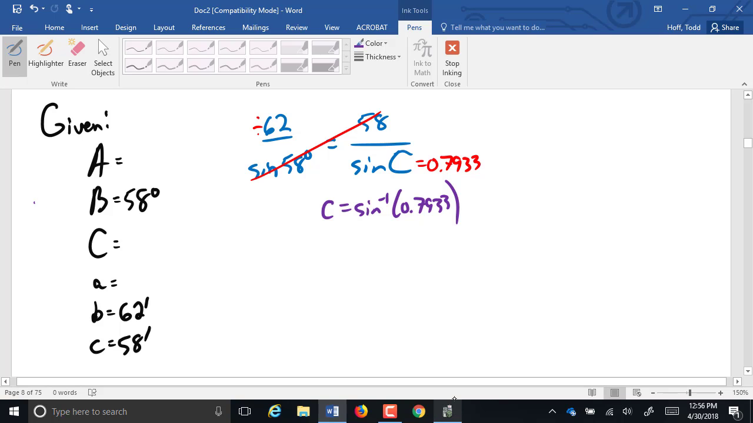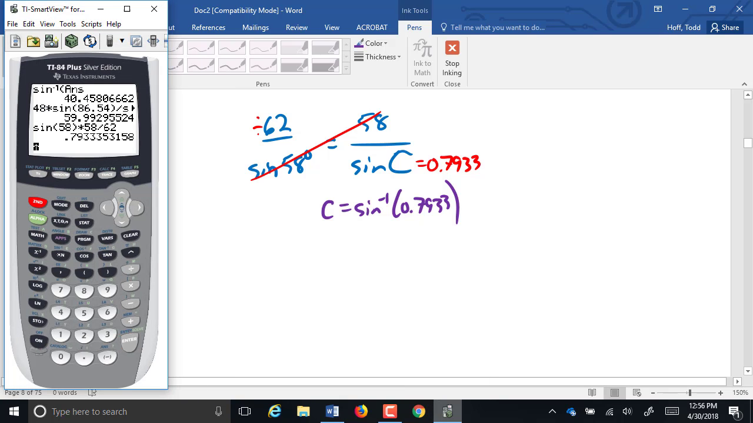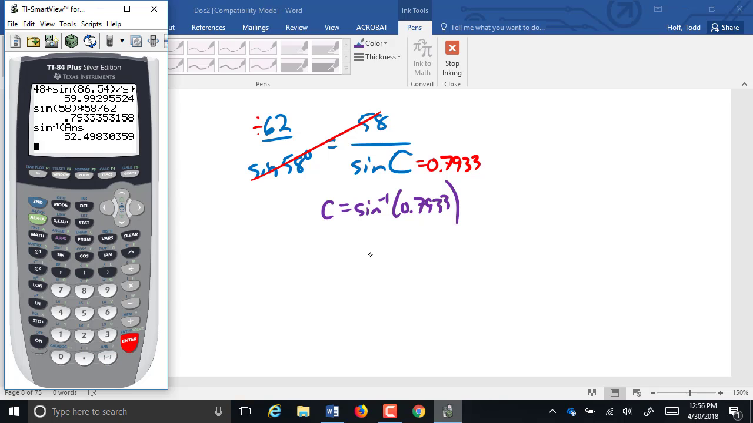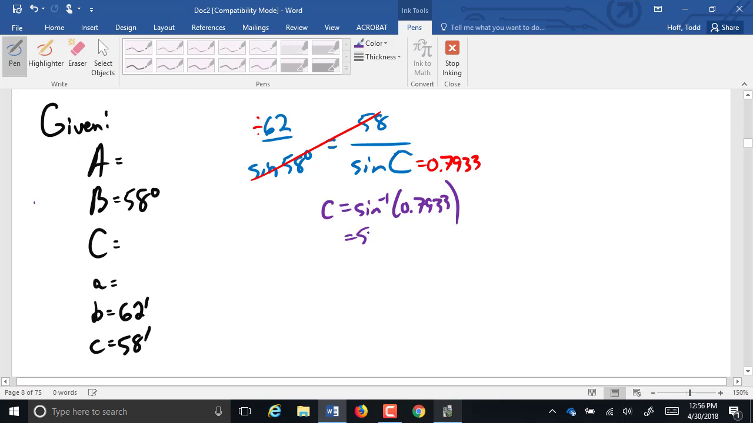So I always do second sine, second answer, 52.50 degrees. So C is 52.50 degrees, which means A is 69.50. So then how do I find side A?